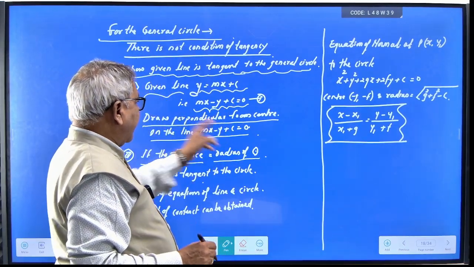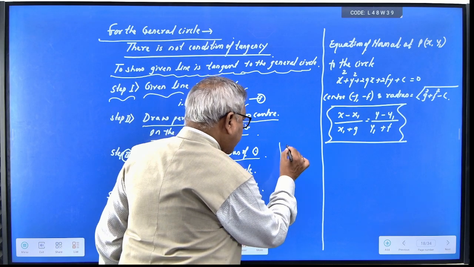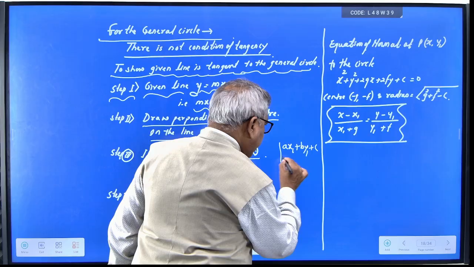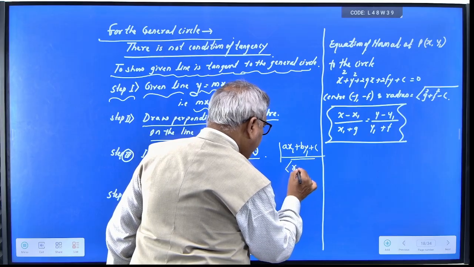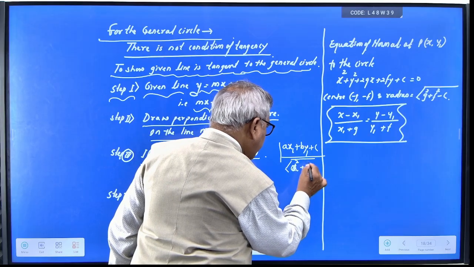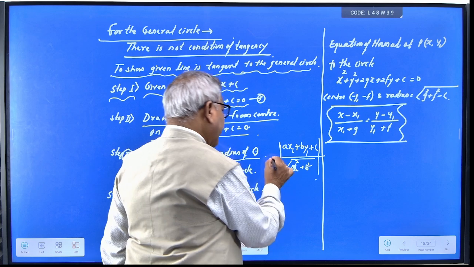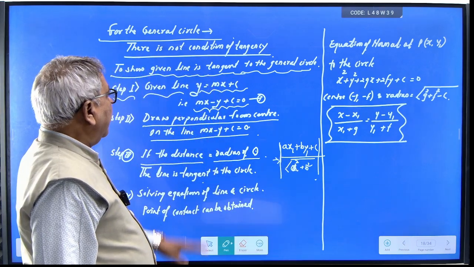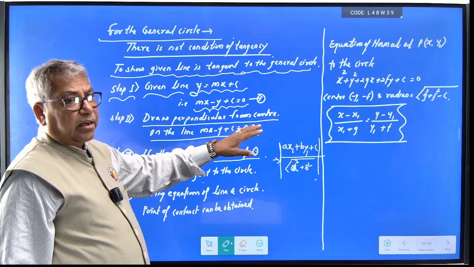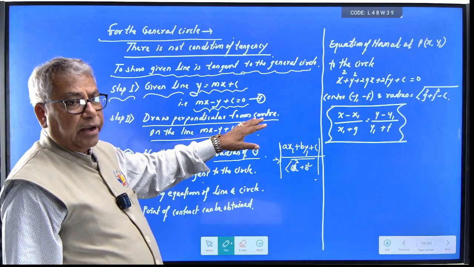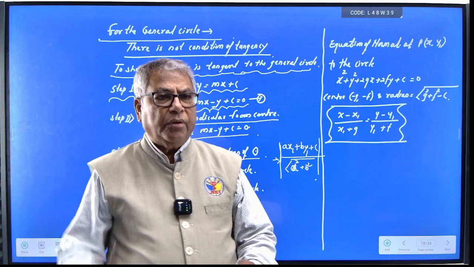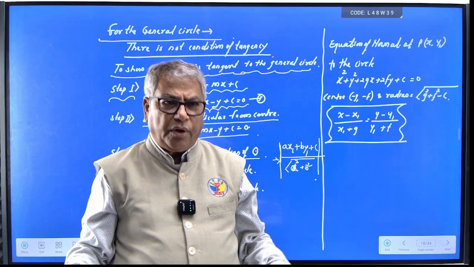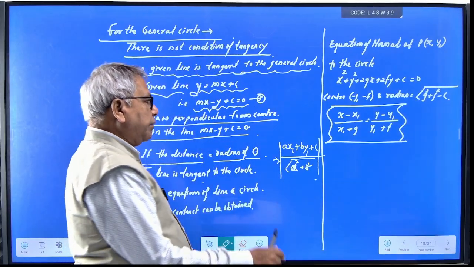Take a line, write a line ax plus by plus c equal to 0. From center, draw the perpendicular. We have the formula for the perpendicular: ax1 plus by1 plus c upon root of a square plus b square. This is a perpendicular distance formula that we can use here. We shall show the example there, right? So for the general circle, there is no condition. We have to do it, right? First you write the line, draw the perpendicular from the center. If length of the perpendicular is equal to radius, it becomes a tangent.